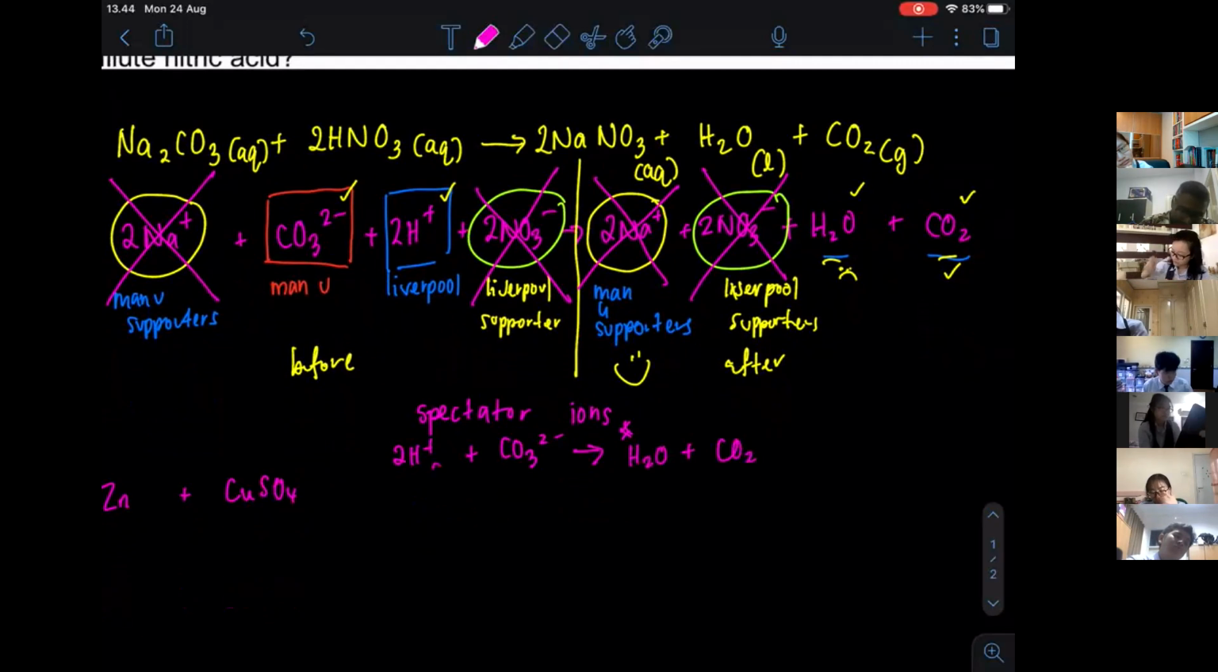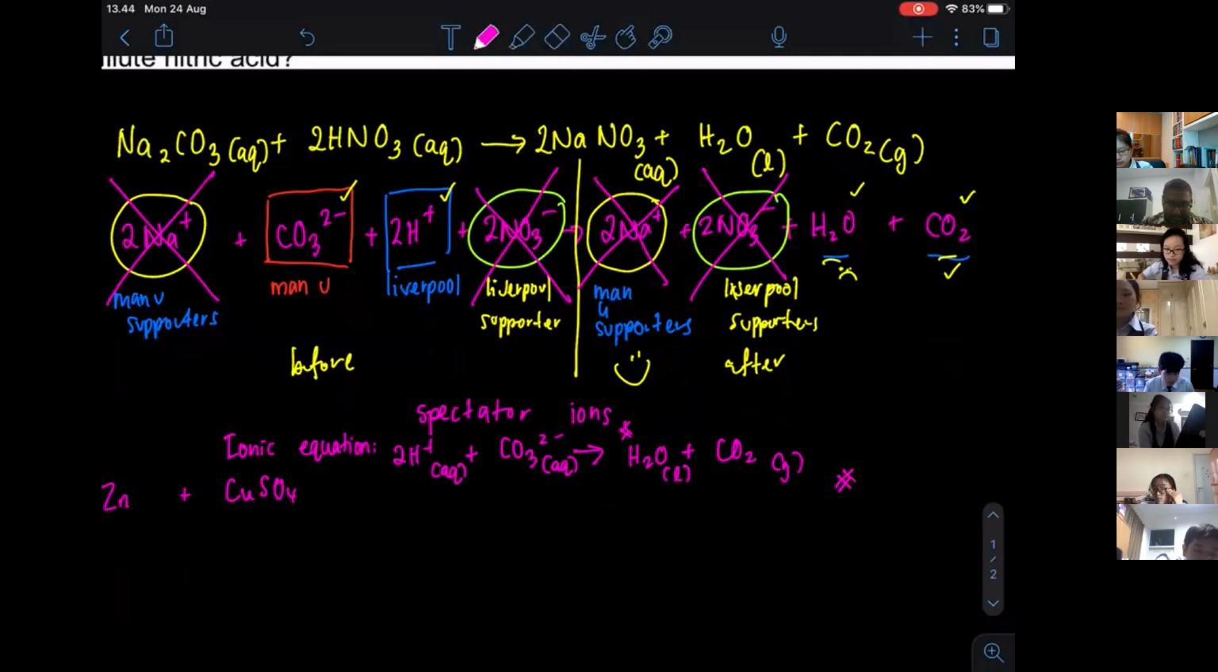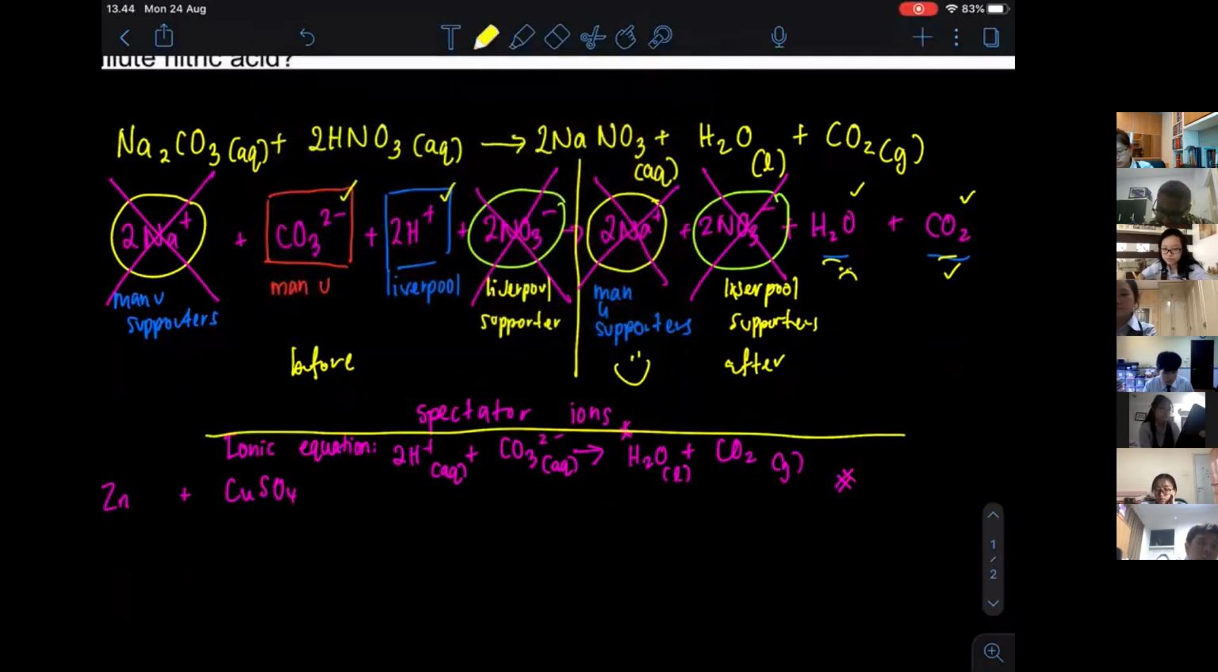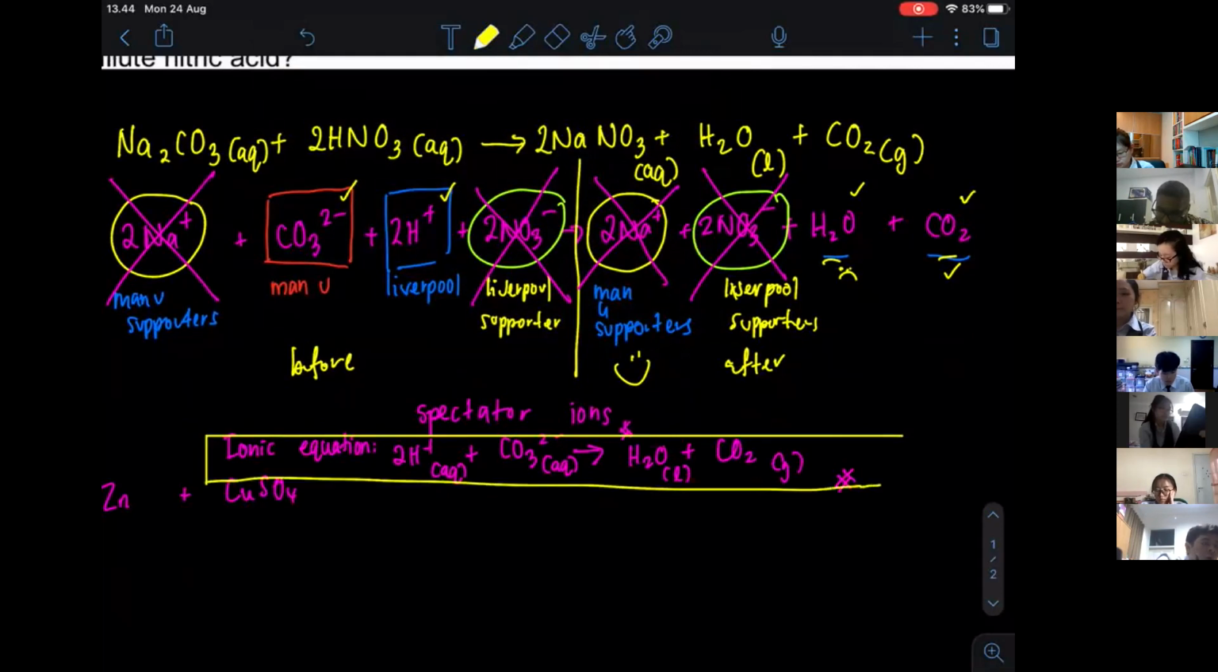And then you can write aqueous, then liquid, and gas. This is what we call the ionic equation. Just put it down there. This is going to be the ionic equation.